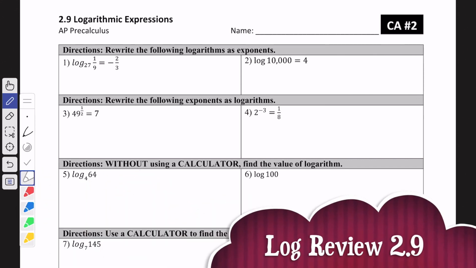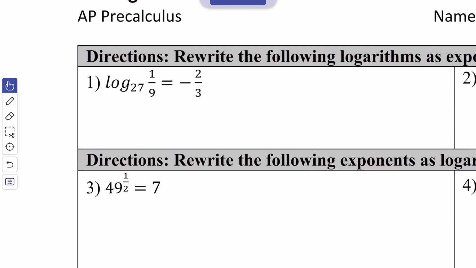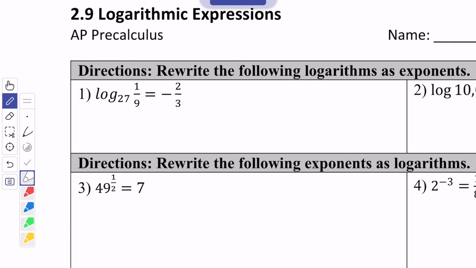Alright, so here's our logarithm 2.9 review. And let's go ahead and step right into problem number 1 here.